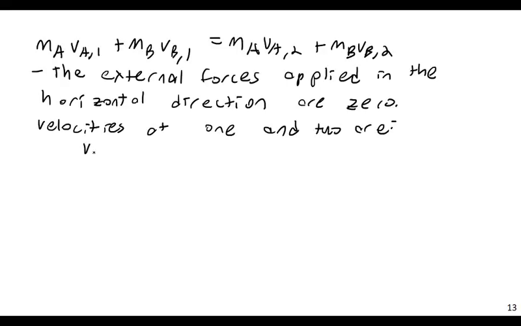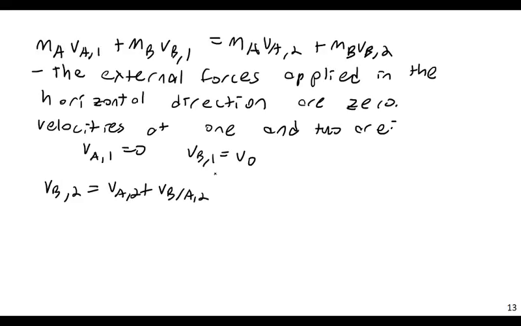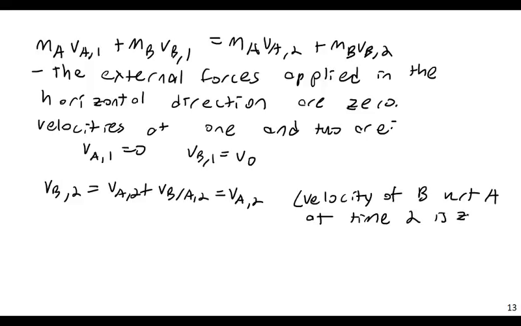Well, I know that VA at 1, VA,1 equals 0, VB,1 equals V naught, and VB at 2 equals VA at 2 plus the relative velocity of B with respect to A at 2, which equals VA at 2, again, because the velocity of B with respect to A at time 2 is 0. So this term just goes away.